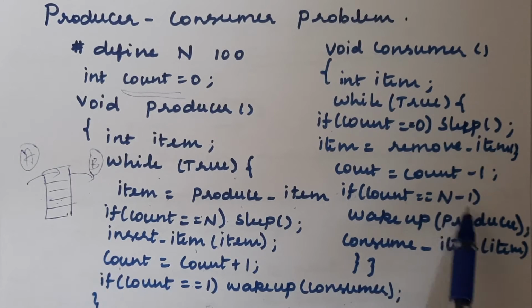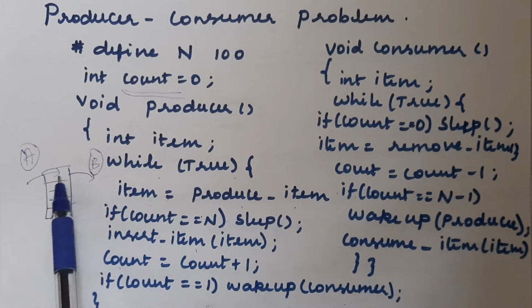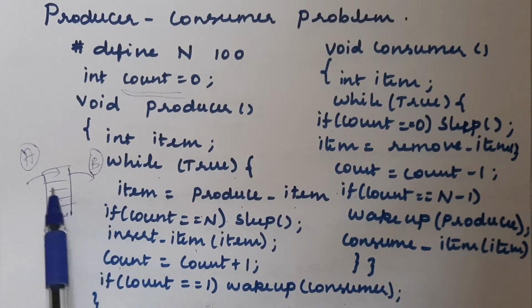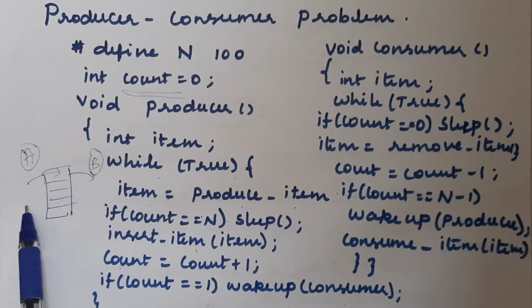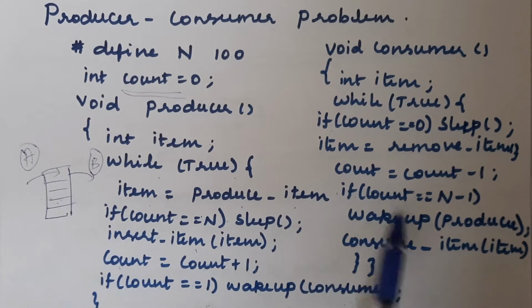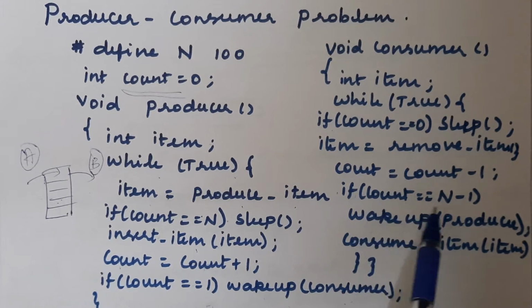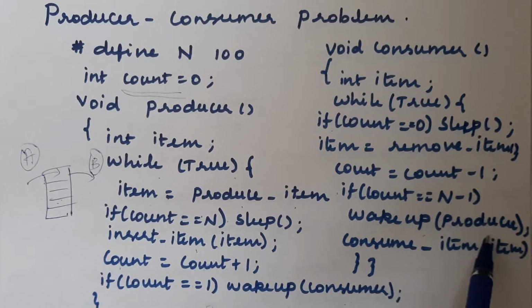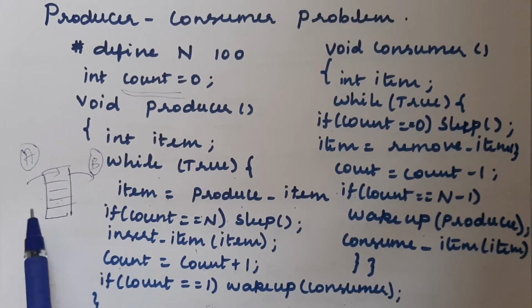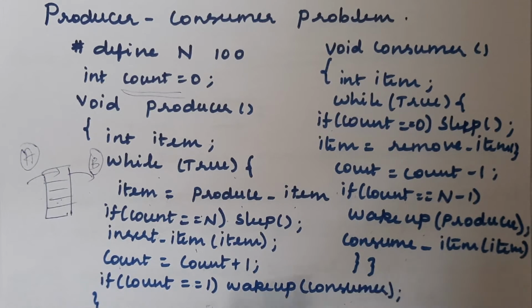If count equal to n minus 1, n minus 1 means one of the items has been removed by the consumer, so one empty slot is now available in the buffer, so we have to resume the producer process with the help of this wake up operation. So that is what we are doing here. If count equal to n minus 1, wake up producer, because we are just intimating the producer process to do its own set of operations, consume item of item. Okay, so this is the code we have separately for producer and consumer.